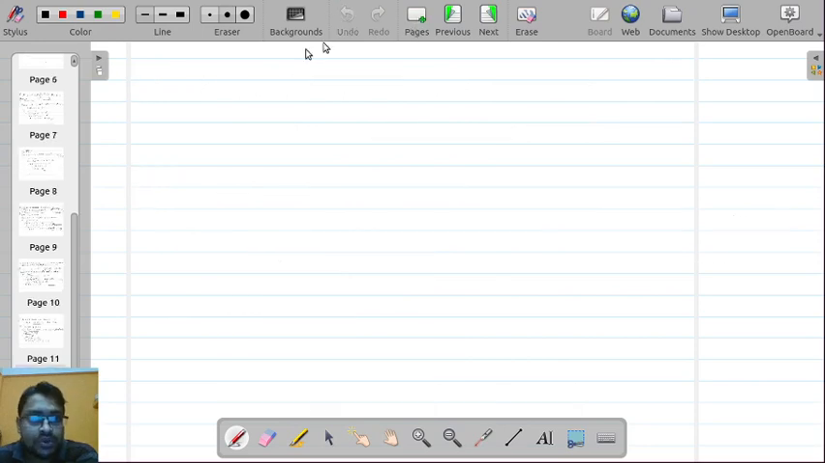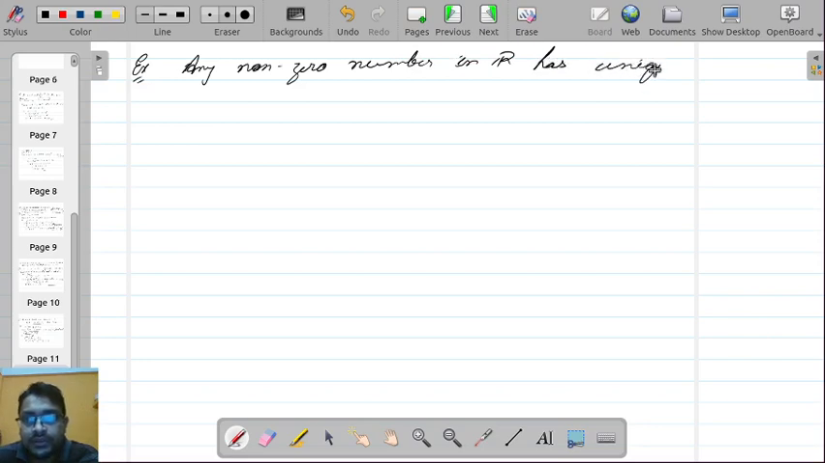Okay, so let us do this property also: any non-zero number in R has a unique multiplicative inverse. So this is the last result we are doing. In the next lecture we'll see more.